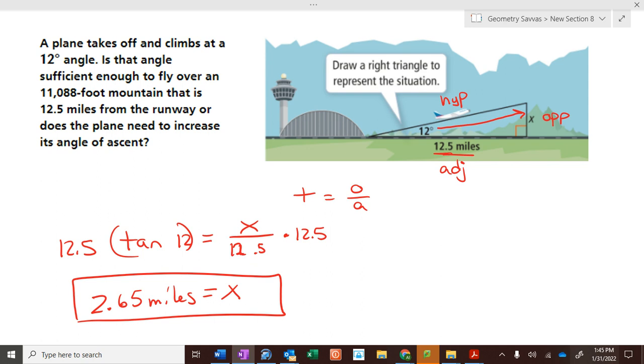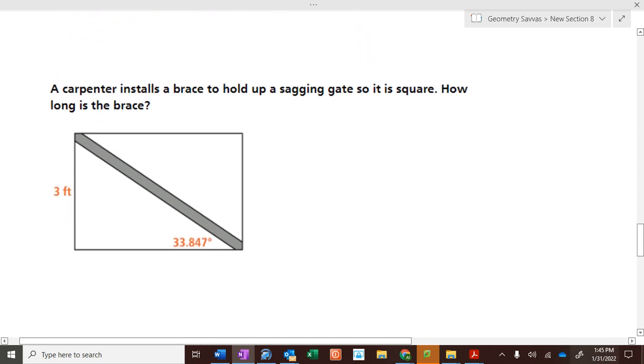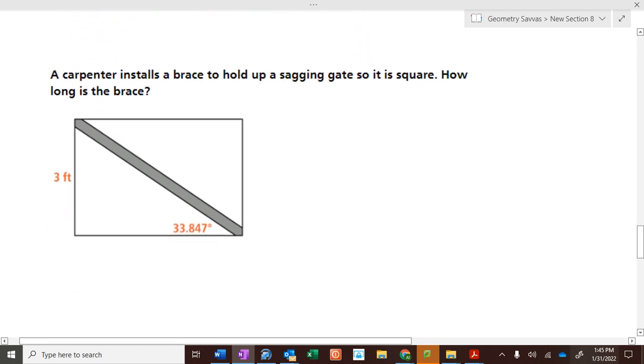So that plane in the first 12 and a half miles of its flight went up in the air 2.65 miles. Okay? That's trig. That's the basics of trig. Figuring out sides and angles. Okay? All right, this one.